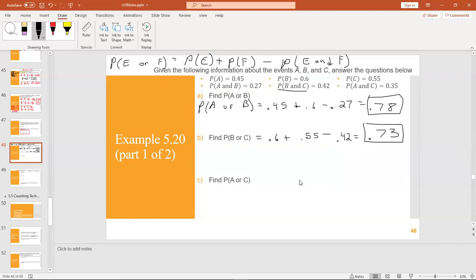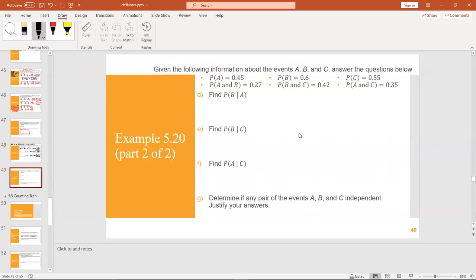And then finish out this slide here, probability of A or C. So the probability of A, that's 0.45. Add the probability of C, that is 0.55. And then subtract A and C, that's 0.35. So 0.45 plus 0.55 minus 0.35 is 0.65. So that's just kind of a rehash of a formula that we have seen before, but it's good to review it because it is an important formula.